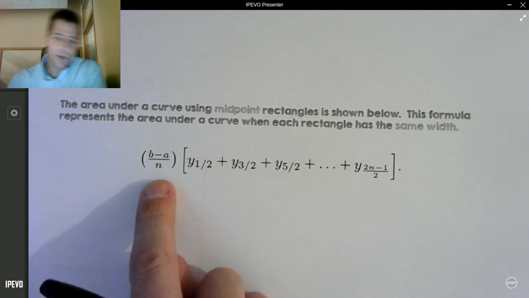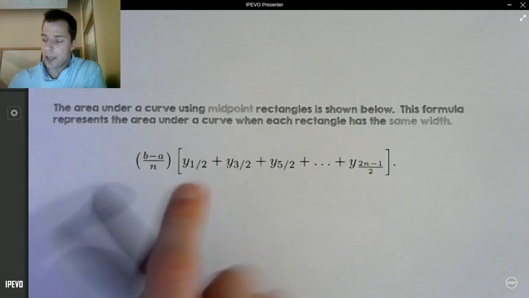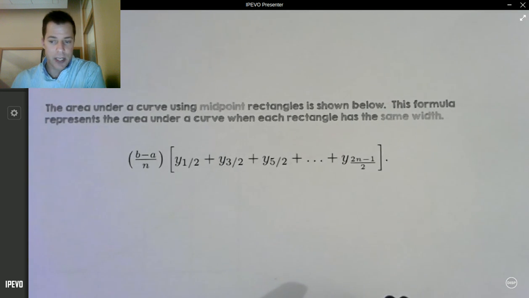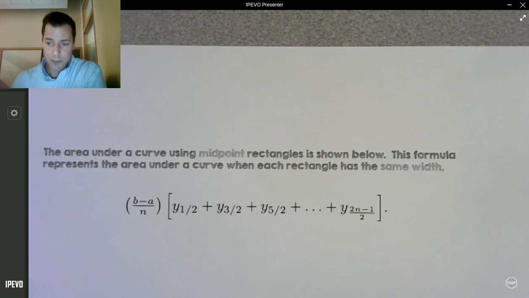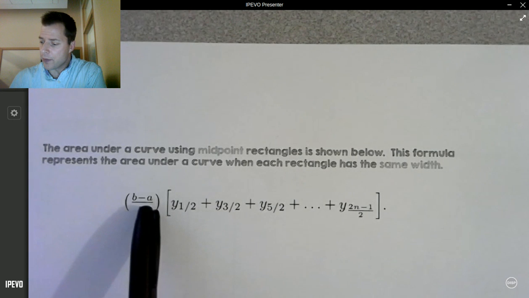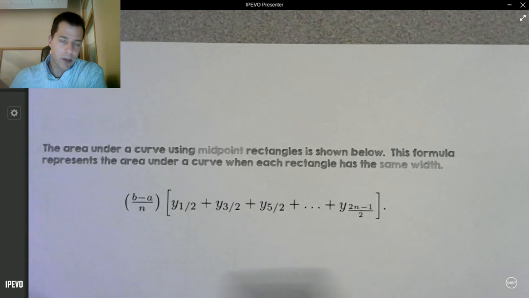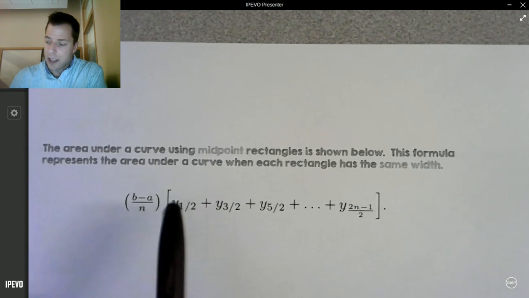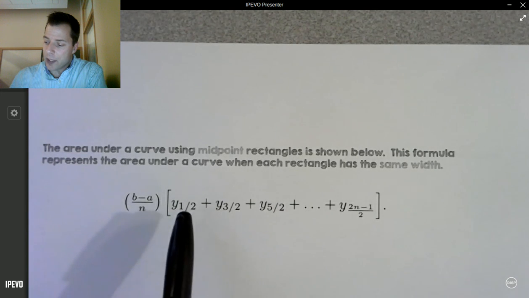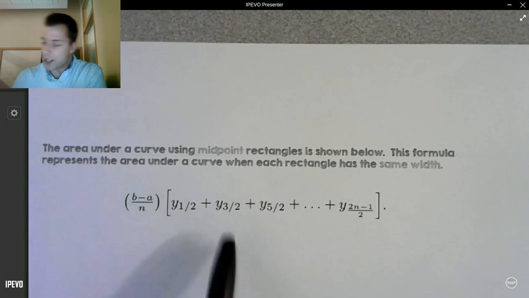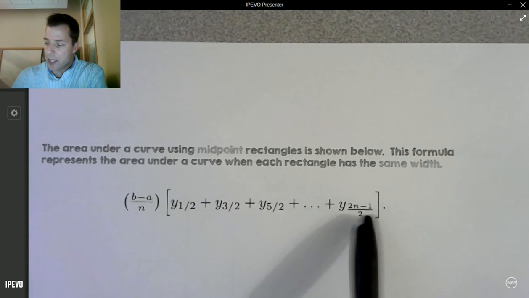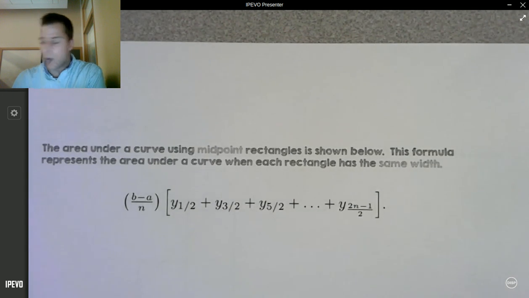Again, this is when we have the same width of a rectangle, b minus a over n. A and b are the endpoints, the left and the right endpoint, and n is the number of rectangles you're going to use. What we're going to do is take the halfway point between our two endpoints, and I'll show you how that works. That's why you have 1/2, 3/2, 5/2, and the formula is 2n minus 1. So watch what happens here.